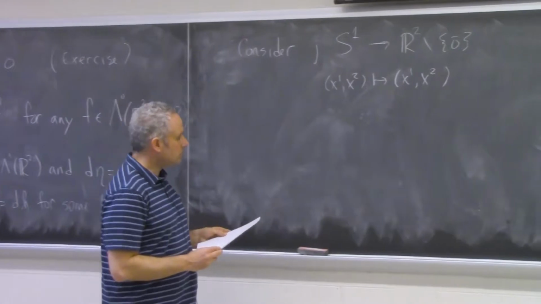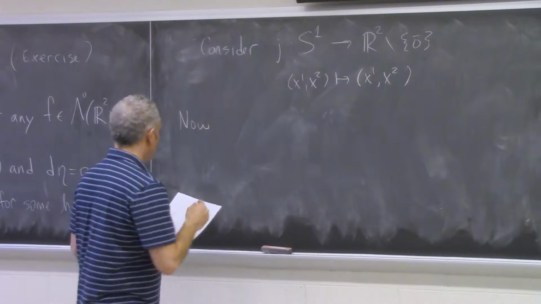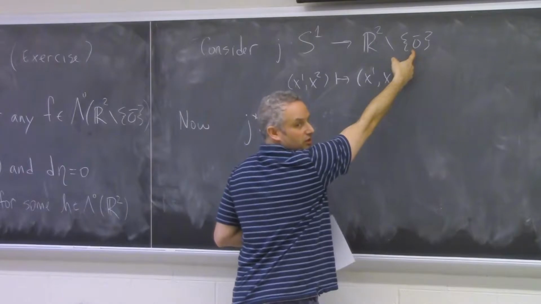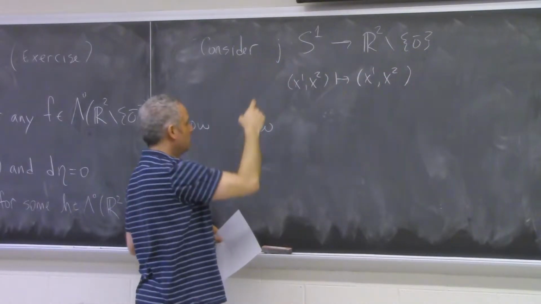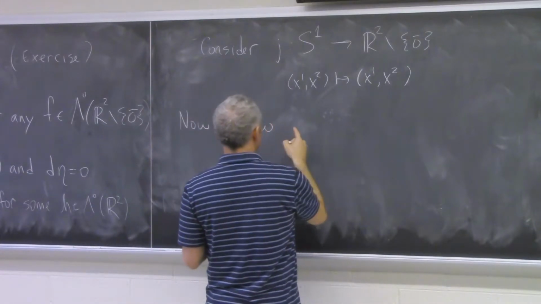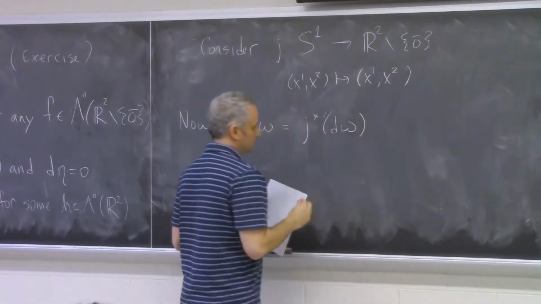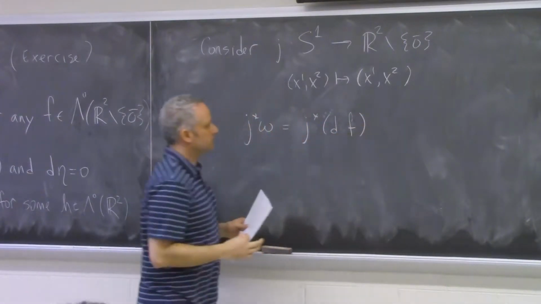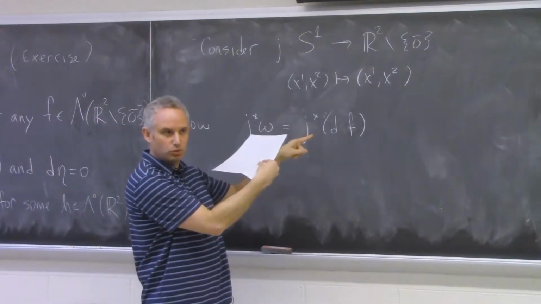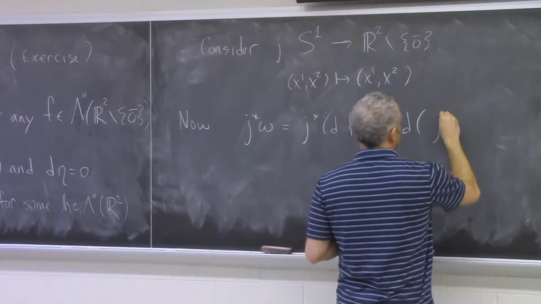All right. So now, if we take J star, the pullback of omega, omega lives here. We pull it back to S1. We get a 1-form on S1, right? So this is a 1-form on S1. We're assuming that, sorry, omega is d of something, right? And d and pullback commute. So J star of omega is equal to d of J star of f.